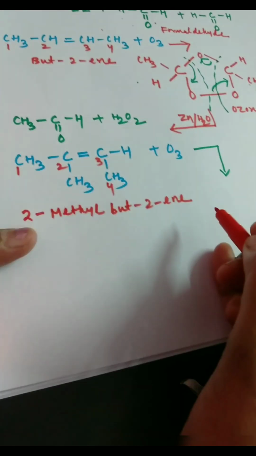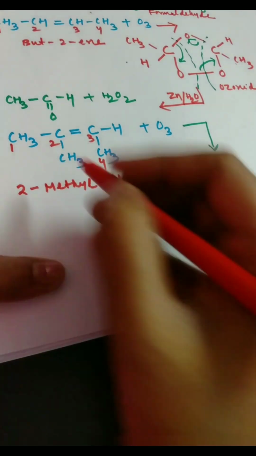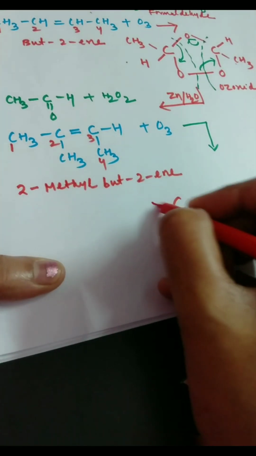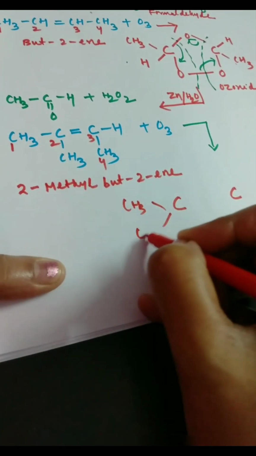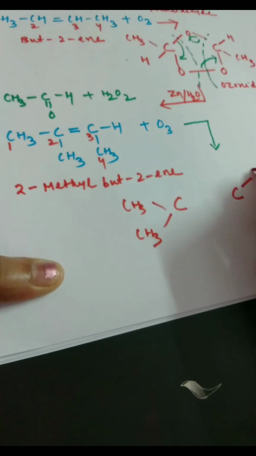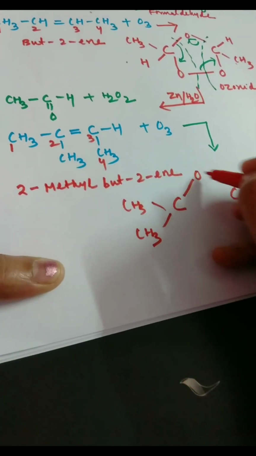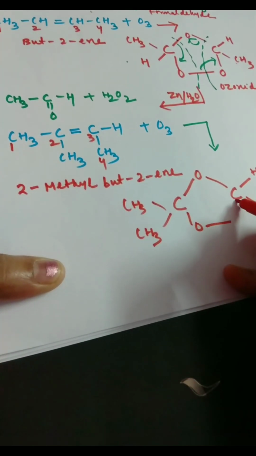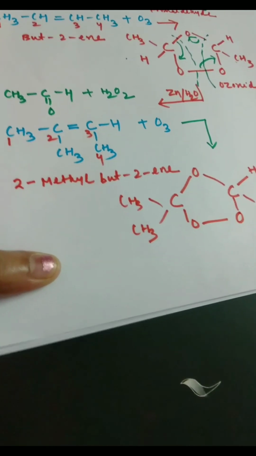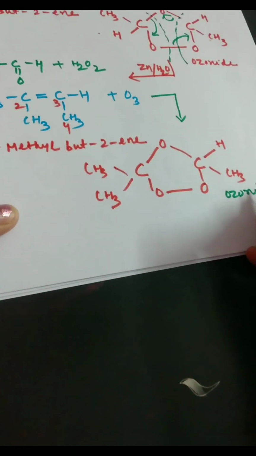So here what happens again on ozonolysis? First of all, write the two carbon atoms. To this carbon two methyl groups are attached. You also attach two methyl groups. Here it is CH3. And to this carbon one hydrogen, another methyl group. Okay, again put the oxygen in a rearranged manner. This is the ozonide product.